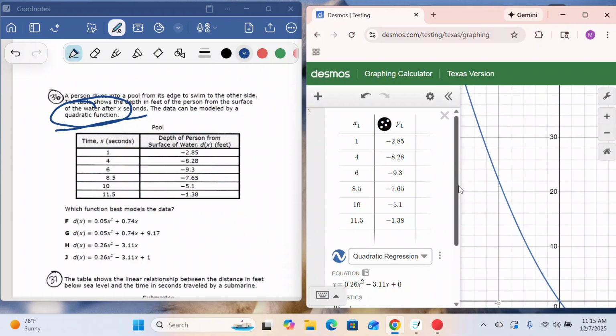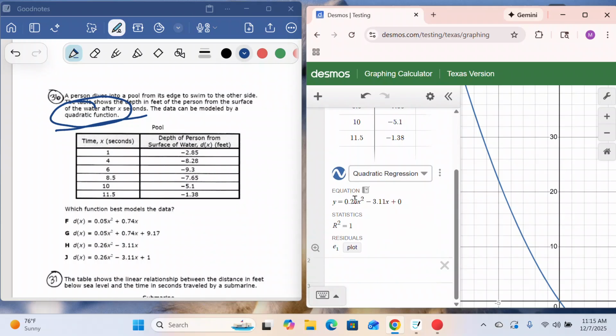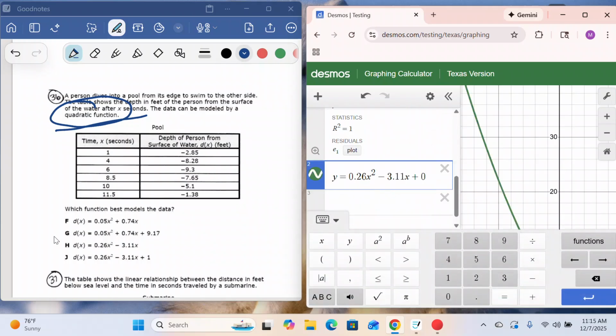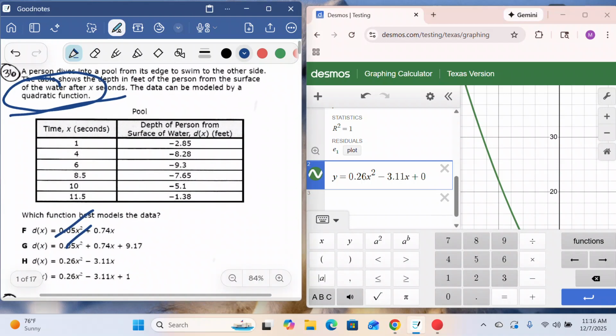So automatically, the equation gives me my quadratic. I push the equation if I want to see it. It gives me y equals 0.26x. So automatically, by looking at our answer choices, A, F, and G are wrong. Now I have to look at the last one.